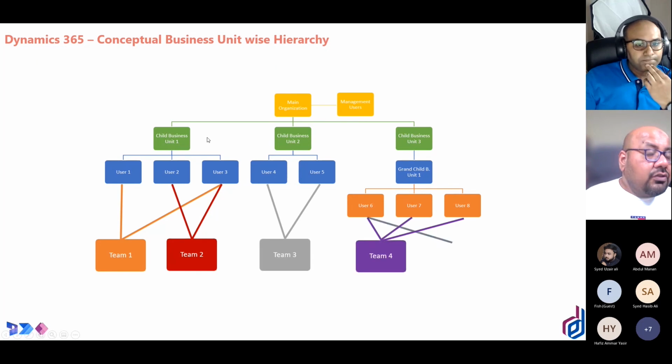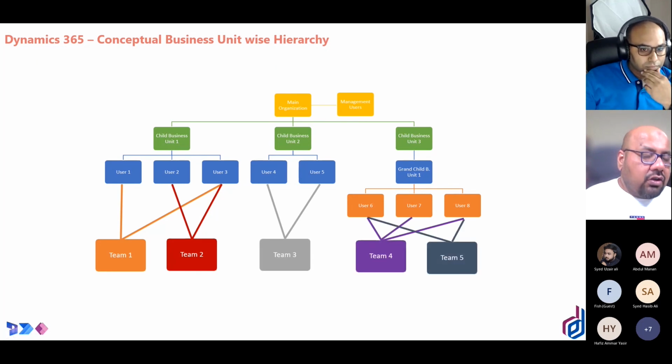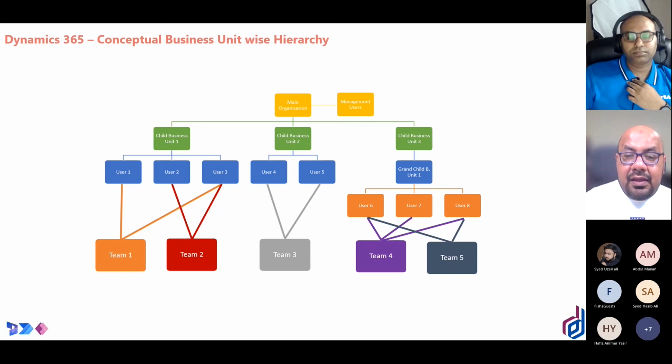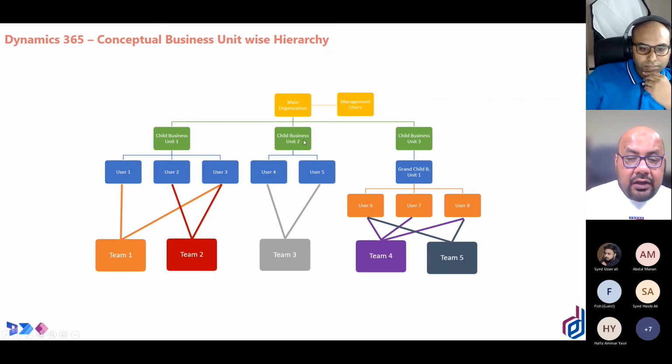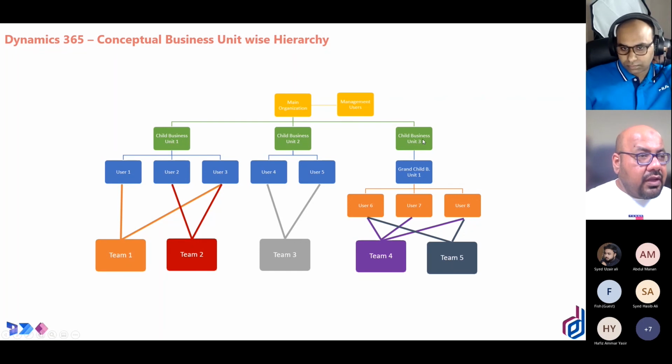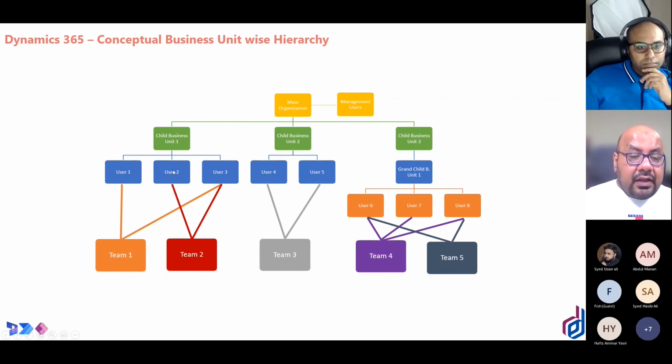Child organization means, sorry, not organization, child business unit. So a business unit is where you divide the logical difference. Let's take an example here. There is a main organization, and inside the organization you have the different territories: territory 1, territory 2, territory 3, three different ones. And inside the territory you have the users, and the users belong to teams.